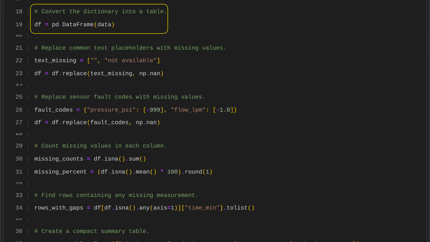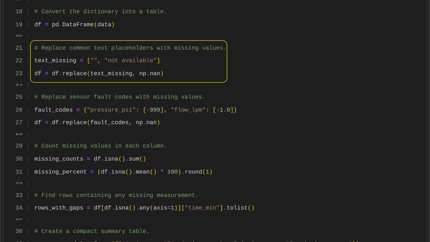The data dictionary is converted into a Pandas data frame, turning the raw data into a structured table. Its keys become columns, and the stored values form the rows. This format makes the data easier to analyze, manipulate, filter, aggregate, and check for missing values in later steps.